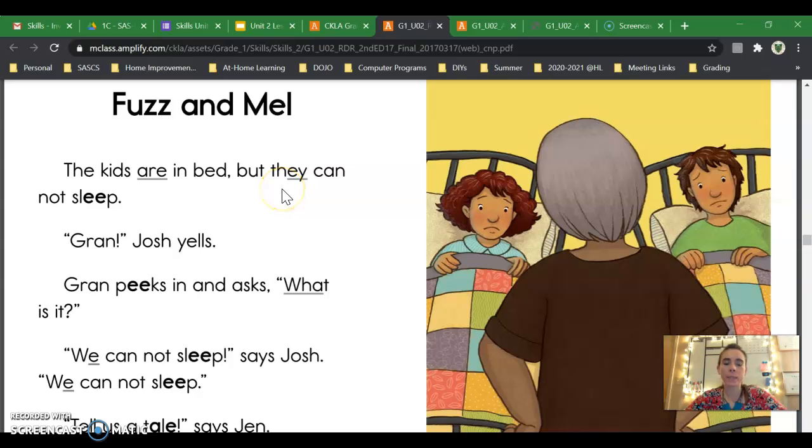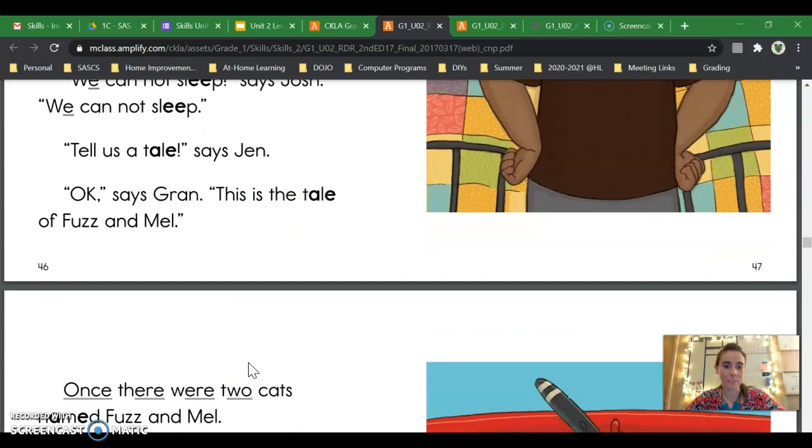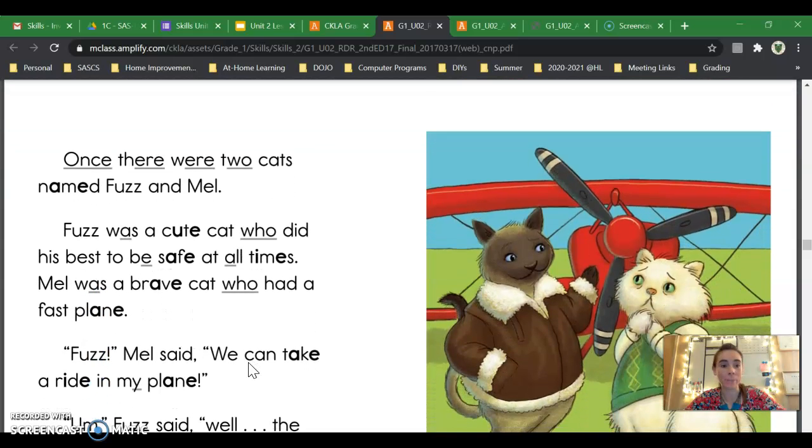The kids are in bed, but they cannot sleep. Gran! Josh yells. Gran peeks in and asks, "What is it?" "We cannot sleep," says Josh. "We just can't sleep." "Tell us a tale," says Jen. "Okay," says Gran. "This is the tale of Fuzz and Mel." She's going to make up a story about them.